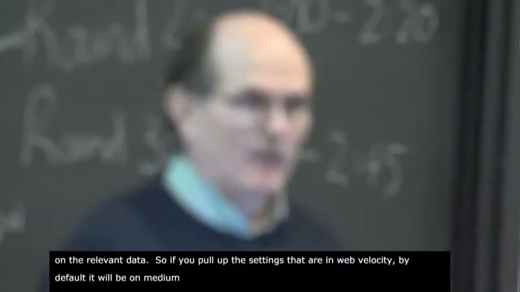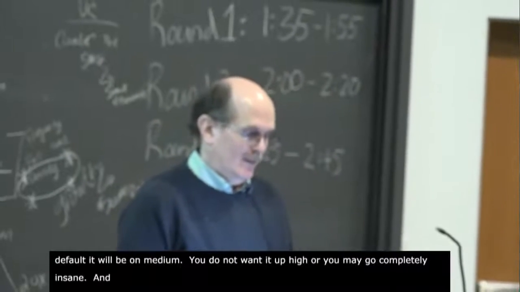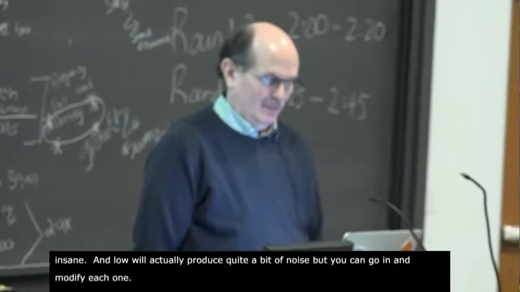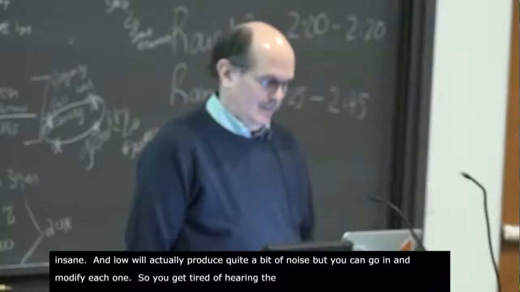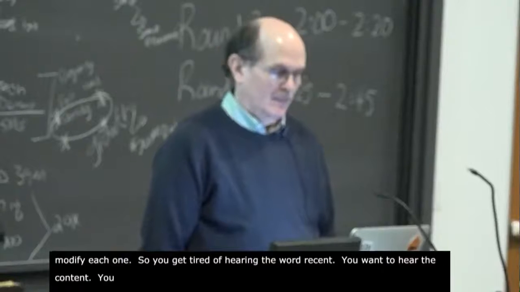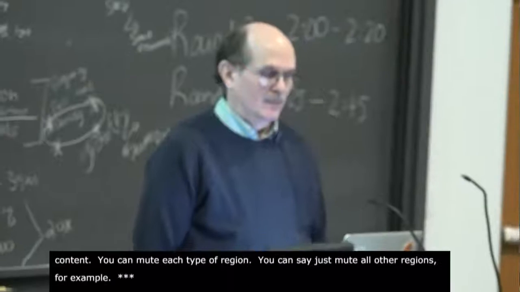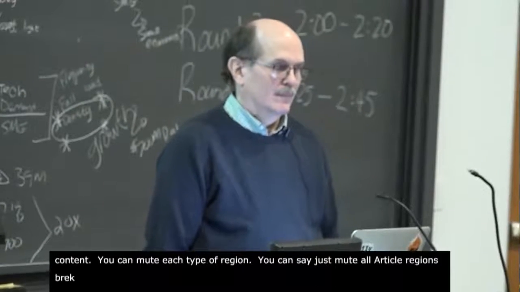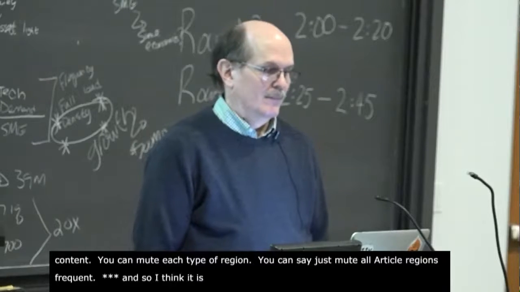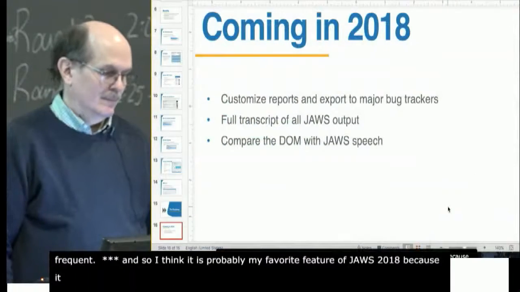You do not want it on high or you may go completely insane. And low will actually reduce quite a bit of noise, but you can also go in and actually modify each one. So if you get tired of hearing the word region when you get to regions and you just want to hear the content, you can mute each type of region. You could say just mute all article regions, for example, which websites like CNN.com, where they have 38 article regions, get very noisy and cumbersome. And so I think it's probably my favorite feature of JAWS 2018 because it allows me as a user to reduce noise.